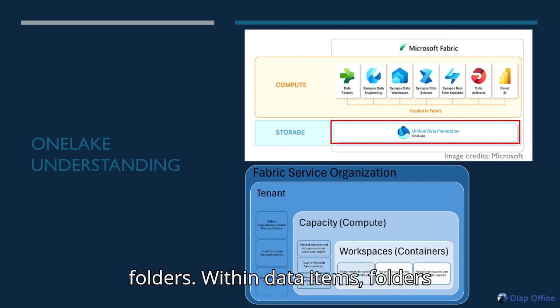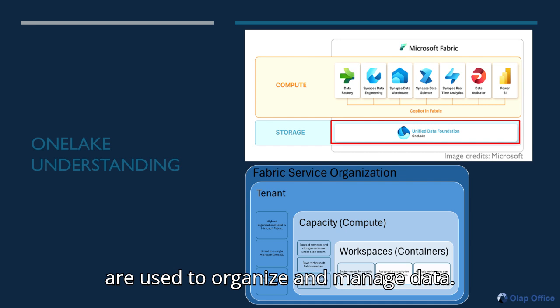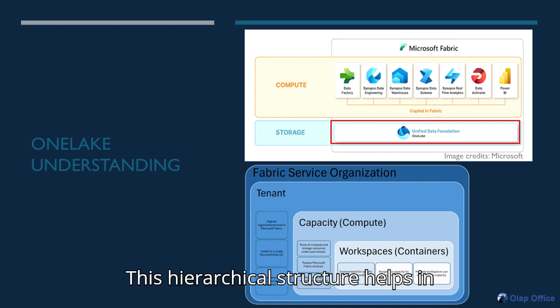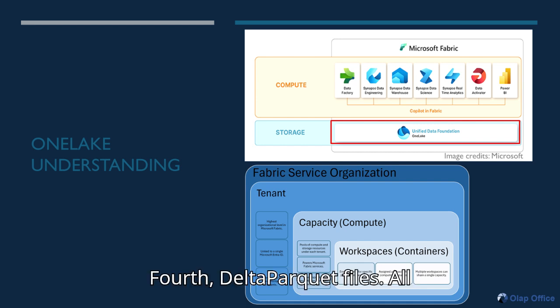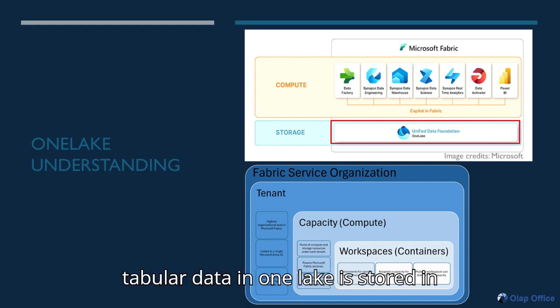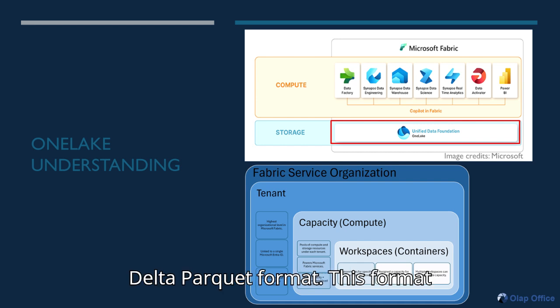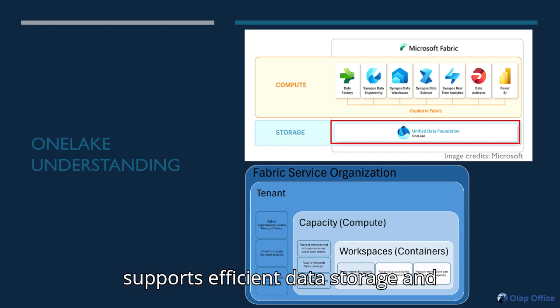Third, folders. Within data items, folders are used to organize and manage data. This hierarchical structure helps in maintaining order and accessibility. Fourth, Delta Parquet files. All tabular data in OneLake is stored in Delta Parquet format. This format supports efficient data storage and retrieval, and it is compatible with various analytical engines.